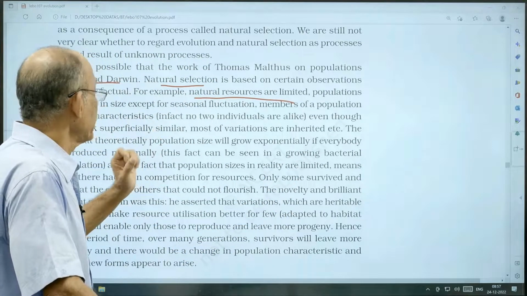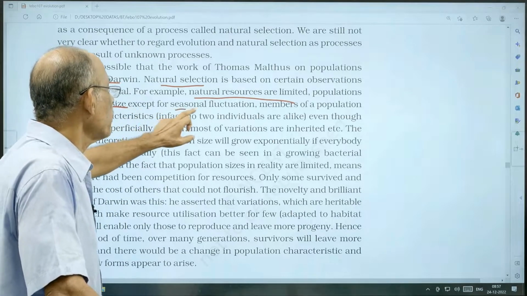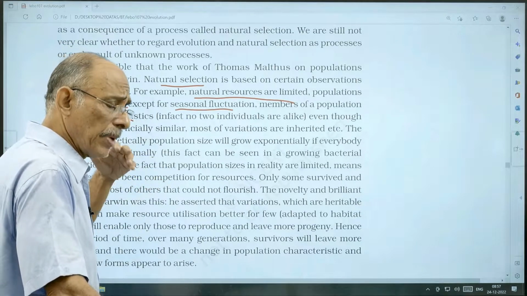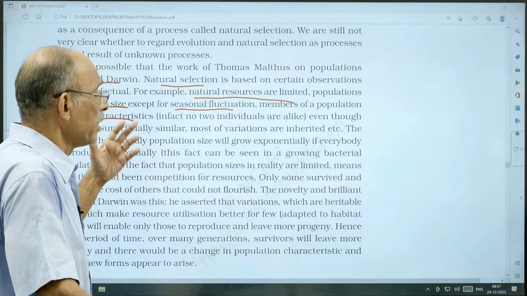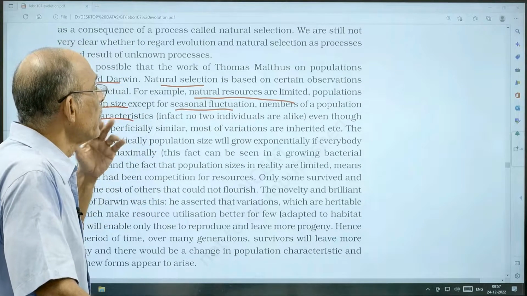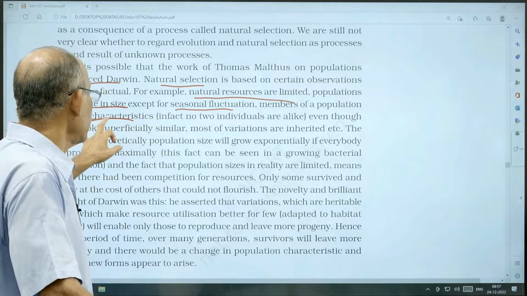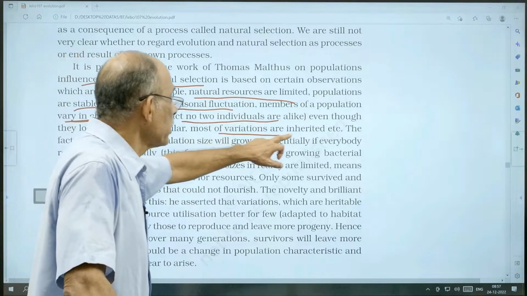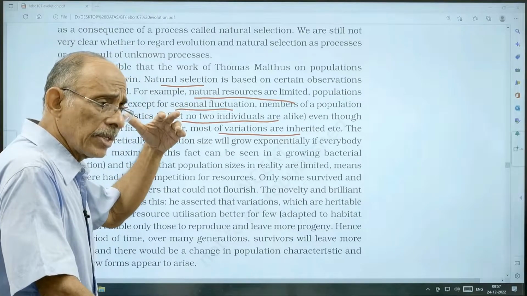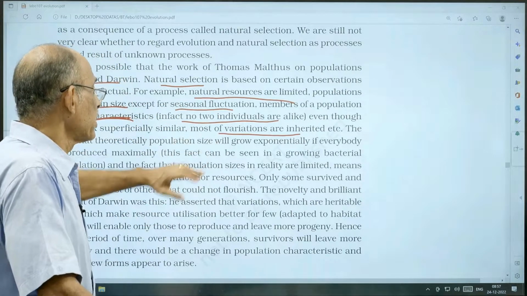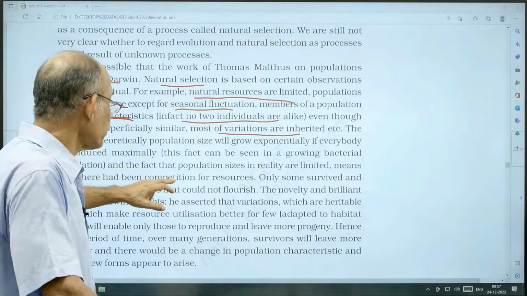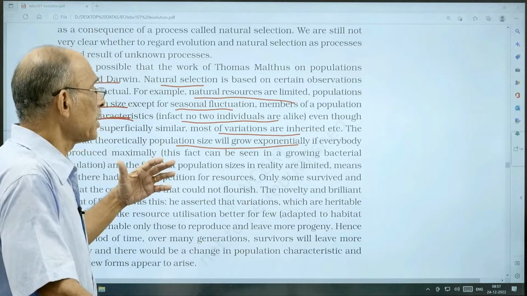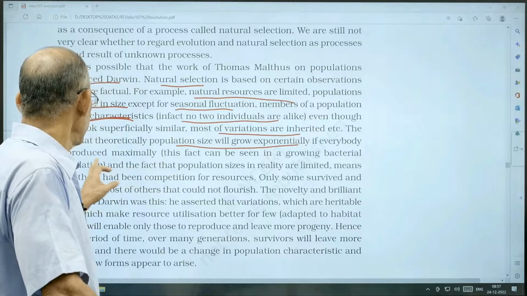Natural resources are limited. Populations are stable in size except for seasonal fluctuation. Members of a population vary in characteristics. Each member is different, variation. That is Darwin's idea also. So these members of the population vary in features. In fact, no two individuals are alike. And most of the variations are inherited. According to Darwin's theory, we already saw fitness, etc. So variations are inherited. Now, when the population size increases exponentially, there will be competition.